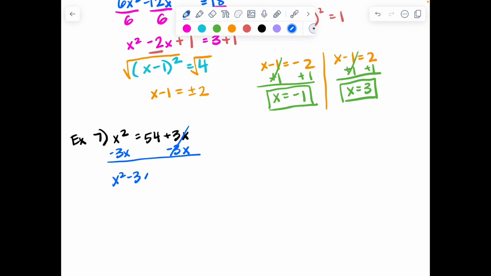x squared minus 3x equals 54. a is equal to 1, so we don't need to divide. Oops, and I did want to leave a space there. So let's figure out what we're going to add. Negative 3 divided by 2. That is a fraction, so I'm just going to square the fraction, leave it as a fraction. So this becomes positive 9 over 4. Add 9 over 4.